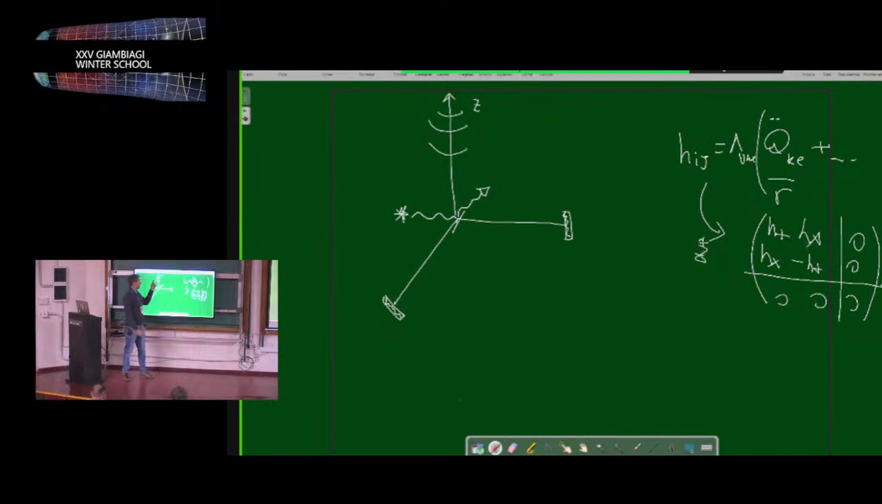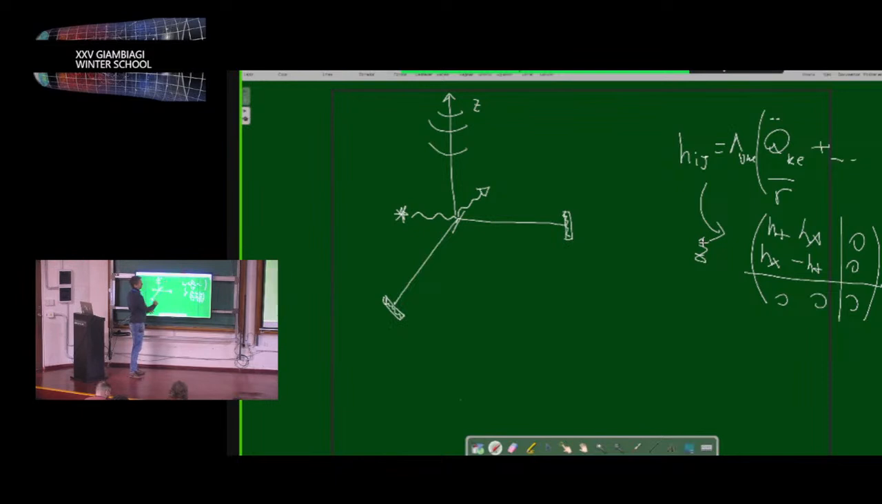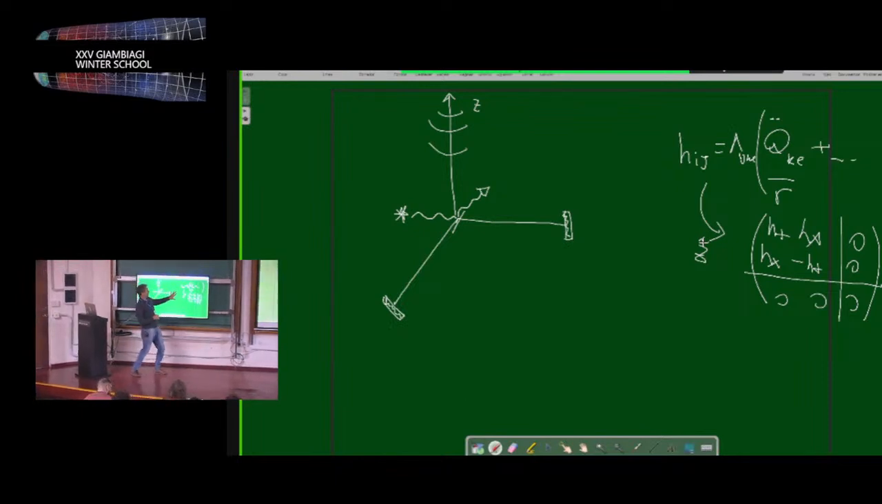If it doesn't propagate in the z direction, well, it's straightforward. You put a rotation matrix here. If it propagates in a direction that is identified by two polar angles, you apply a rotation matrix with angle theta and angle alpha, and then you see how it comes. So to see how it interacts with the detector, let's first work with the simplest case, propagating along the z direction, and let's put the detector in the xy plane.